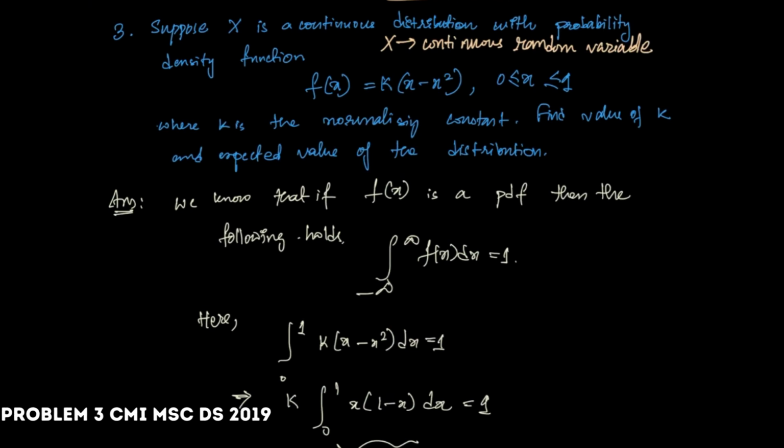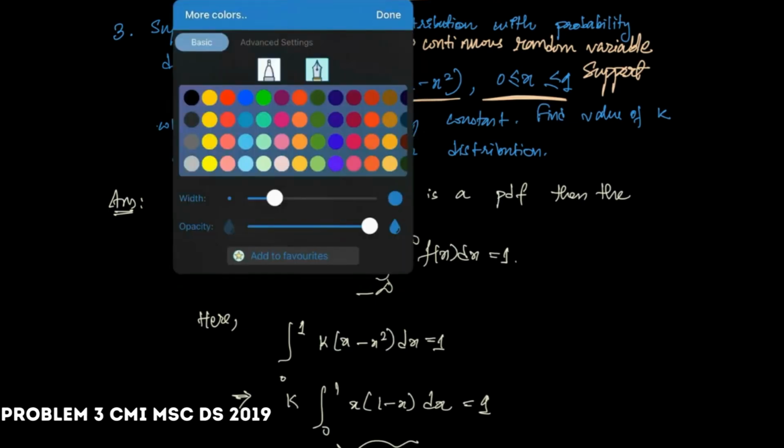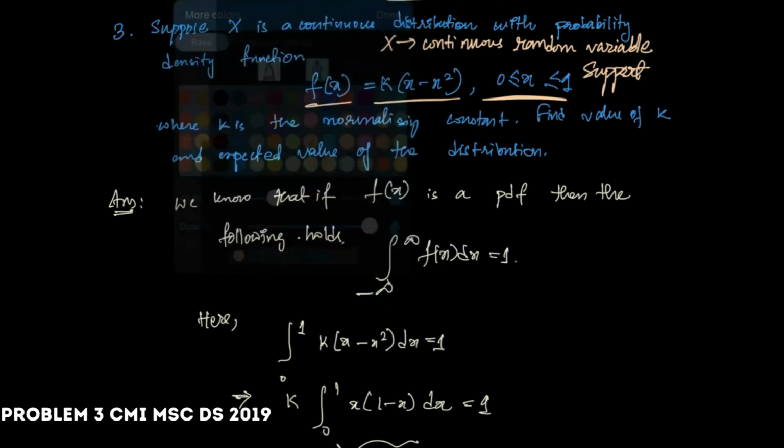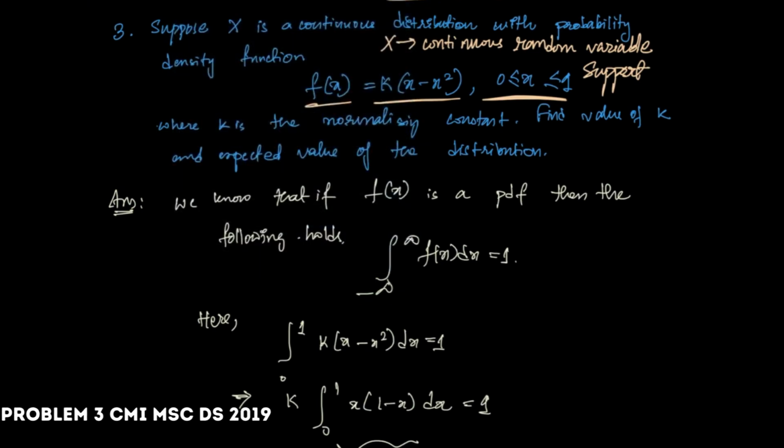With probability density function f(x) equal to k times (x minus x squared), where this is called the support of x, that is basically the range of values that x can take, where k is some constant called a normalizing constant. We'll see what a normalizing constant is later on, not now. So I have to find the value of k and the expected value of the distribution.